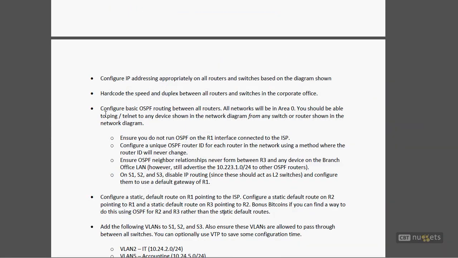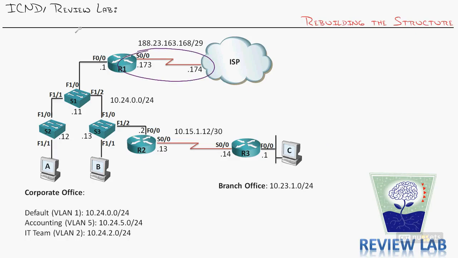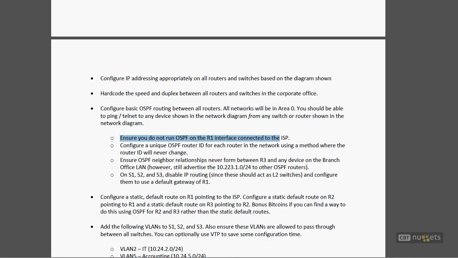I've modified the lab since the last one. So this is probably what you see when you download the lab right now, because it's a work in progress as we evolve. So, basic OSPF routing we've configured. I said ensure you don't run OSPF on the router 1 interface connected to the ISP. I don't want to run it here. We safely used a network command that was just for that interface, so we skirted that.